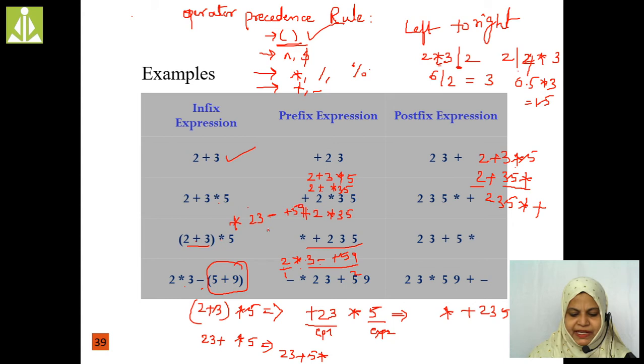Now evaluate this one. This is one expression, this is one another expression. So minus star 2 3 plus 5 9. This is the prefix expression for the same thing. In the same way, first we have to evaluate 5 plus 9, it is equivalent of 5 9 plus, then we have to evaluate the star, so 2 3 star, then you have to evaluate this minus, so 2 3 star 5 9 plus minus. This is the postfix expression for the same infix expression, right?